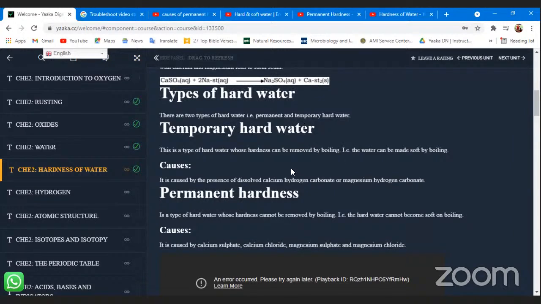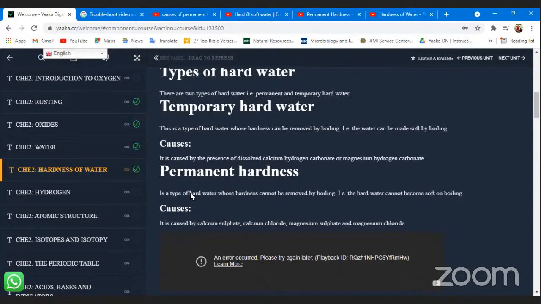All right. So the two compounds that cause temporary hardness are calcium hydrogen carbonate or magnesium hydrogen carbonate. Once any of those is dissolved in water, that water is temporarily hard. Boiling, it becomes soft.